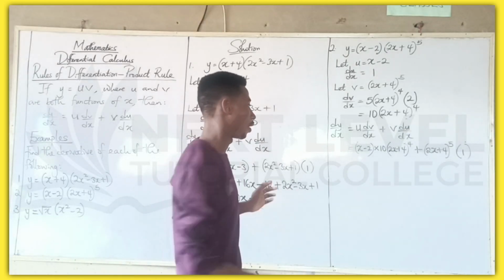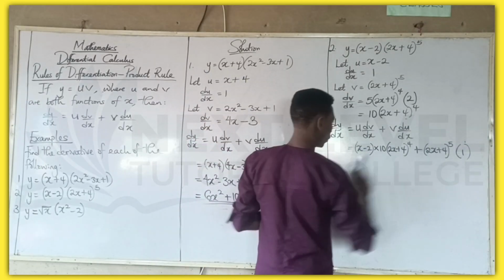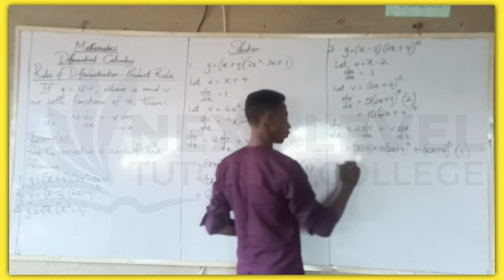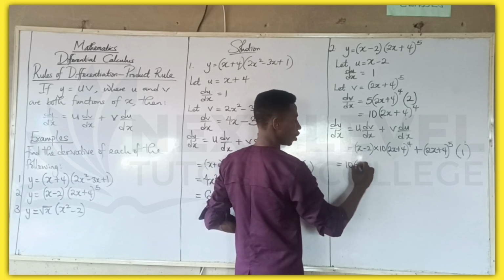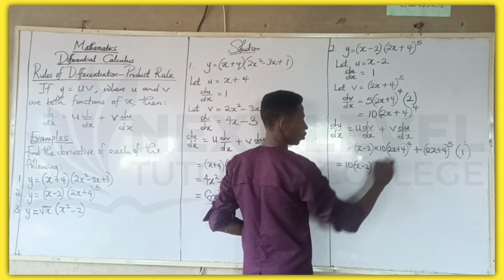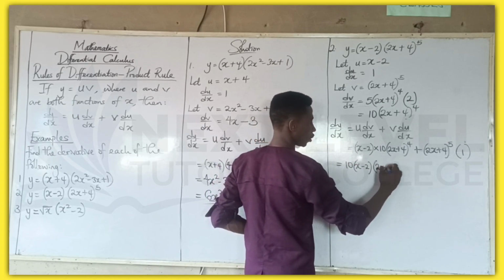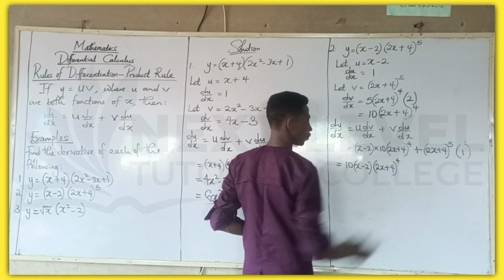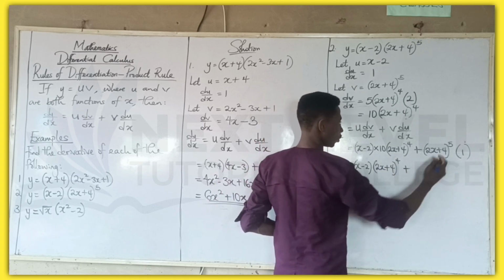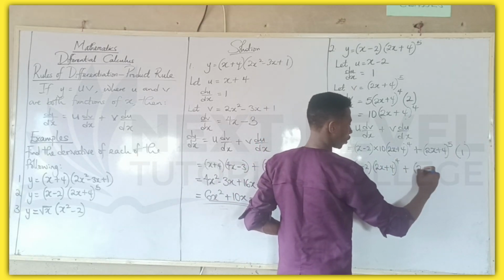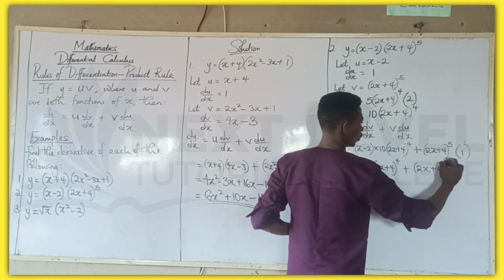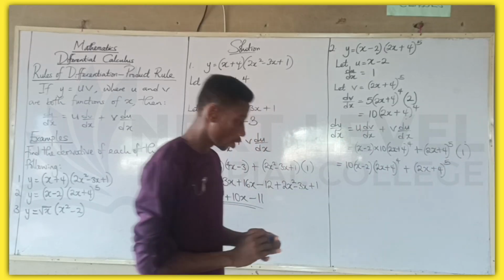So now I want to simplify. Since I'm multiplying, I can bring 10 to the front and say 10 into x minus 2 into 2x plus 4 raised to the power 4, plus 1 times this, 2x plus 4 raised to the power 5.